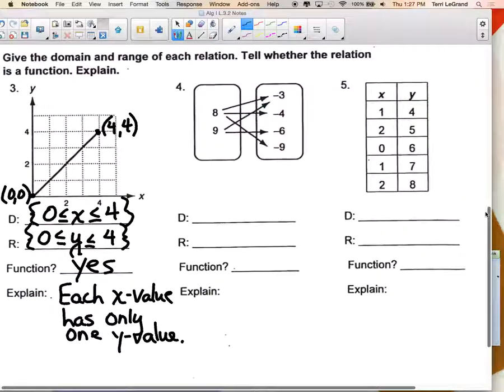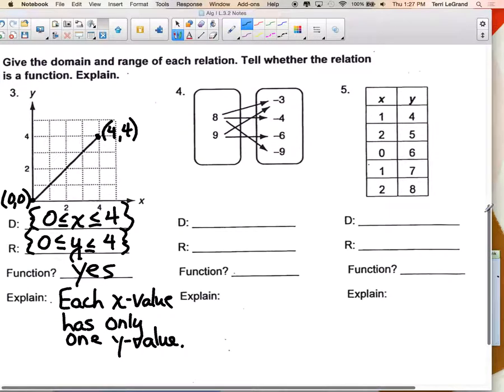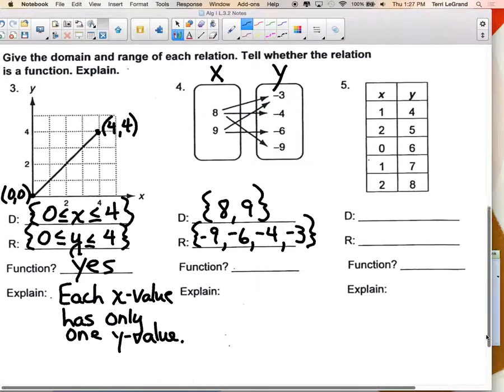Okay, how about the domain for number 4? What's the domain? 8 and 9. In our mapping diagram, we always give the x values first. This first one will always be your x values mapped to your y values. What's the range? -9, -6, -4, -3. They don't have those in the order we would put them, so we have to get them from least to greatest.